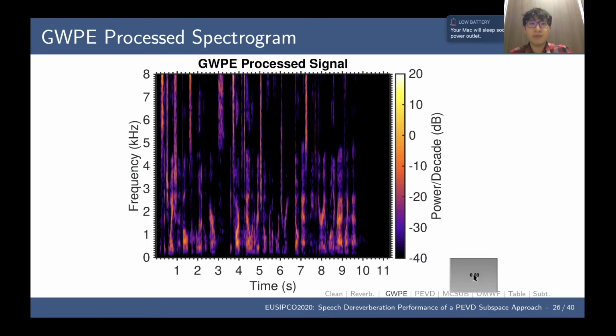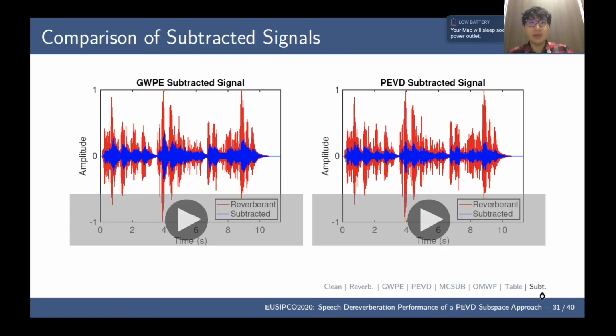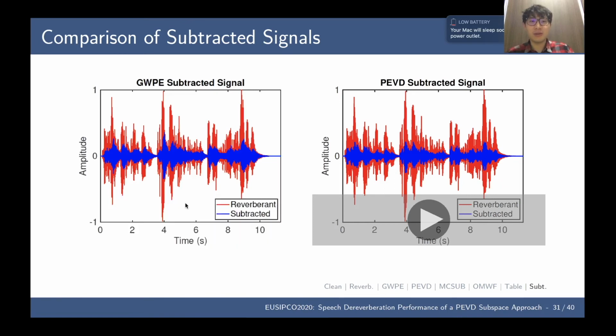The spectrogram of the GWPE processed output is much cleaner, but if you listen closely, you observe that GWPE heavily suppresses most of the earlier but not later components. And this is also observed in the original paper. We then take the difference between the reverberant and enhanced signal to give us the subtracted signals, which indicates what has been removed by the processing. We first listen to GWPE subtracted, and this is how it sounds.